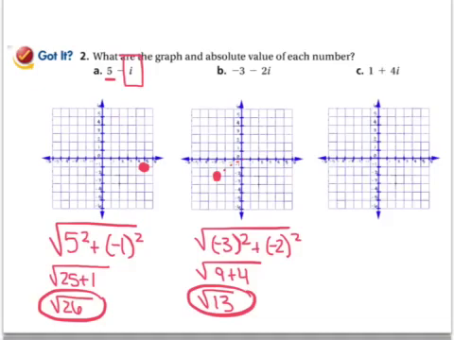And somebody tell me directionally where I should go for C. Jordan? 1 over 25 and up. Okay. One squared plus 4 squared. We get the square root of 17.